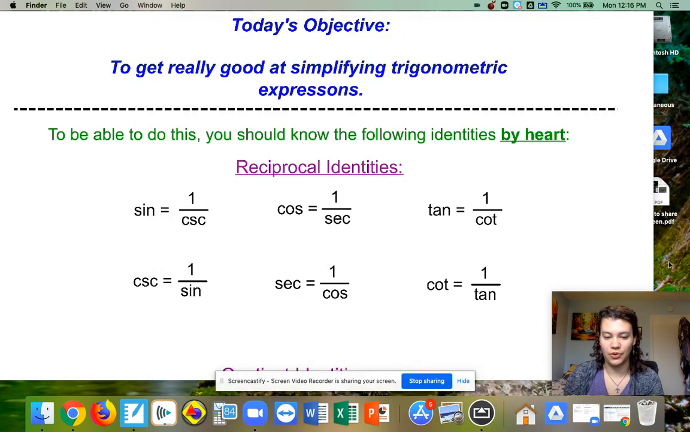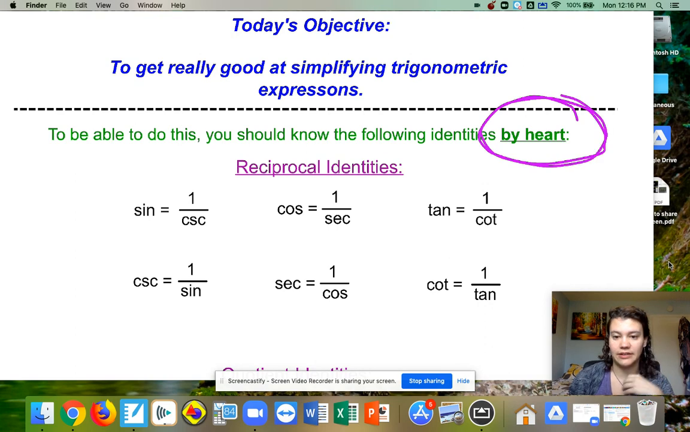Okay, so reciprocal identities. These are not new. You've seen these before. These ones you should know by heart. Like, they should just be easy. You know them. You don't have to look them up. They make sense. Like, you see cosecant, you know it's 1 over sine. So you can switch those back and forth pretty easily.